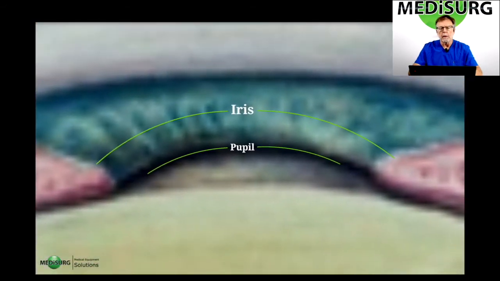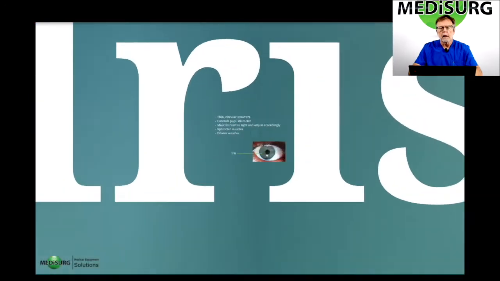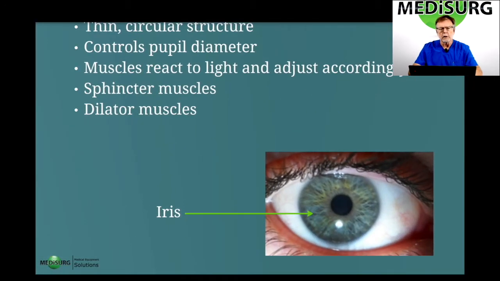So now we're going to talk about the iris and the pupil. The iris is a very thin structure. It controls the pupil diameter. There are muscles in there that react to light and adjust accordingly. There's a sphincter muscle which goes around the inner ring of the iris, and then there are radial ones like spokes to a wheel that go from the inner radial of the iris out to the edge, and those are the dilator muscles.